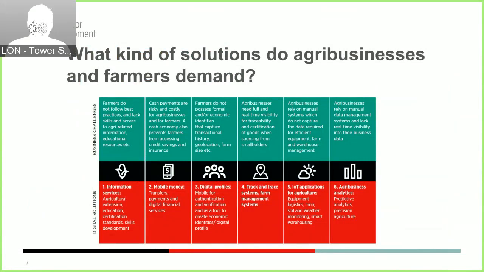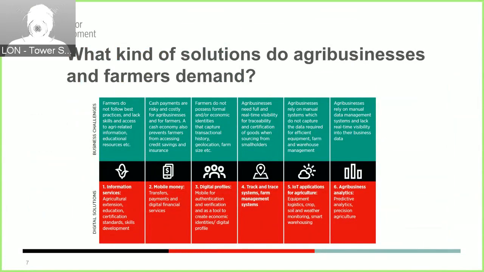As opposed to MNOs or VAS providers targeting farmers directly with information services, which is where we focused mostly over the past few years, here we have identified an opportunity for agribusinesses to work with farmers in value chains to offer information as part of enterprise solutions. For example, to train farmers on certification standards and in general to develop their skills.